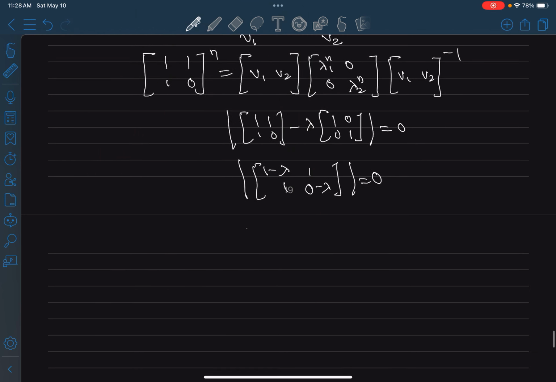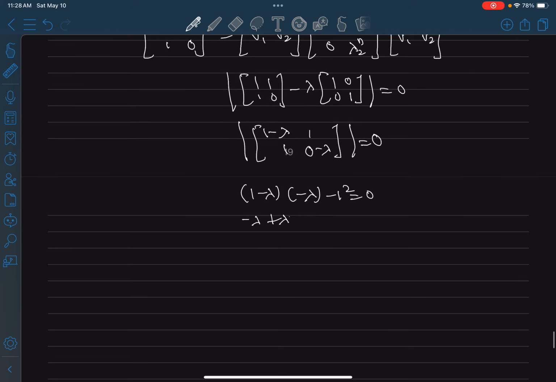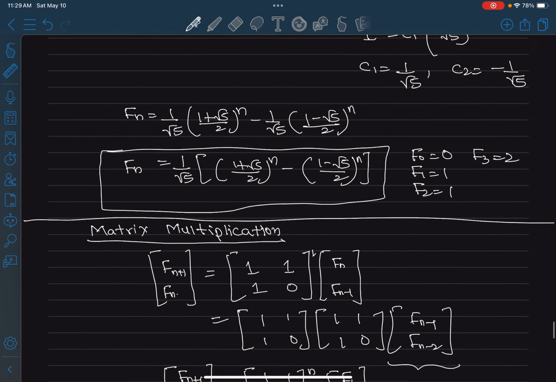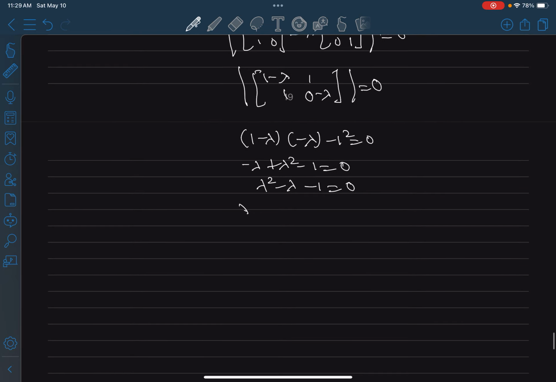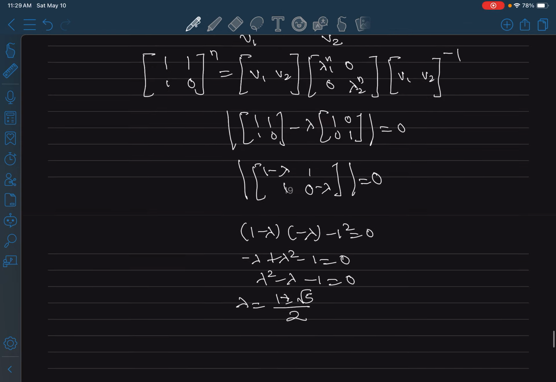Okay, so now this becomes (1 minus lambda) minus 1 squared is equal to 0. This is minus lambda plus lambda squared minus 1 equals 0. Notice that we actually have the same equation, just like while solving the recurrence relation, right? That's not really anything coincidental, that's obvious. Now lambda will be the same thing, right? 1 plus minus square root 5 by 2. This is also actually the golden ratio, but let's not go to that.